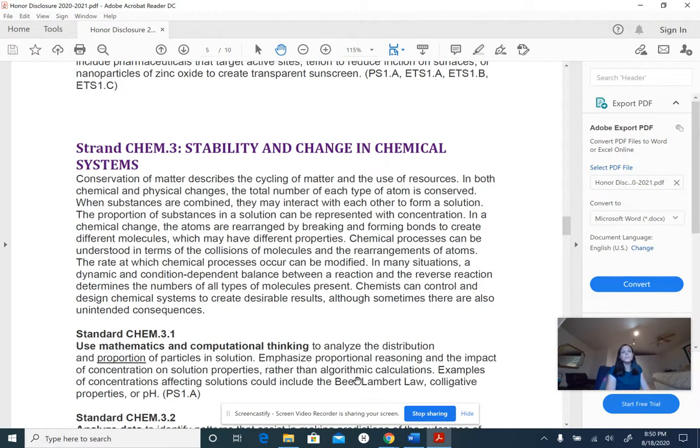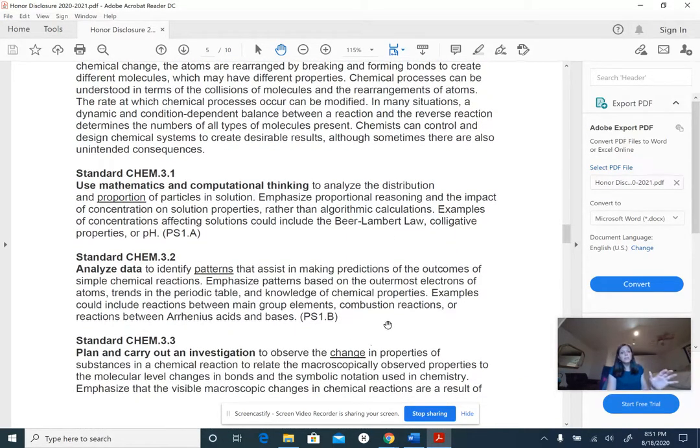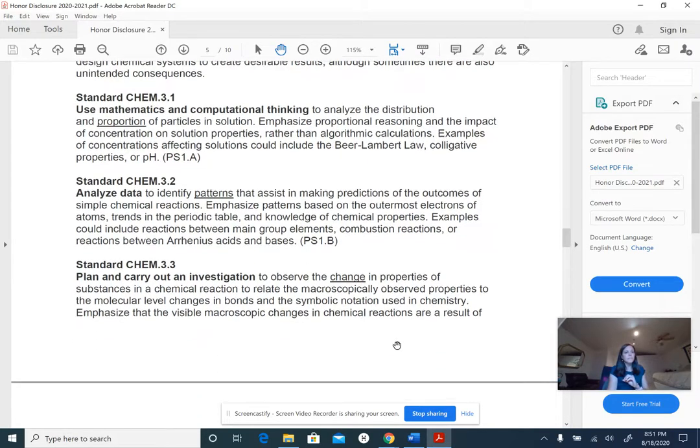Then when we get to quarter 3, we're going to talk about stability and change in chemical systems. So we're going to be doing a lot of equilibrium equations. We're going to be talking about Le Chatelier's principle. We're going to be talking about how systems change over time and different things that we can do to make a system change in the way we want it to. We're going to be talking about concentrations. We're going to be talking about acids and bases and how those chemical reactions work together.